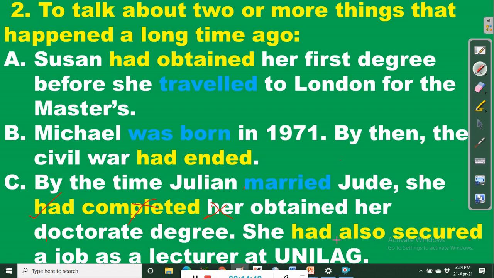So we also use the past perfect. She had also secured a job as a lecturer at UNILAG. So we use the past perfect tense for these two actions that came before her marriage. All right, so that is exactly how we use the past perfect tense. Okay, so let's wipe these marks and then we go to the next way of using, when and how we use the past perfect tense.